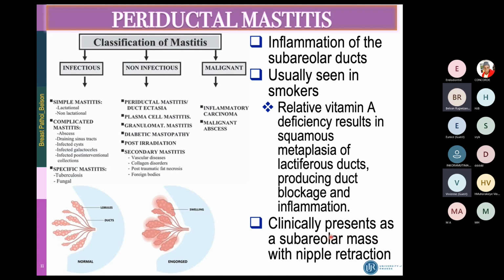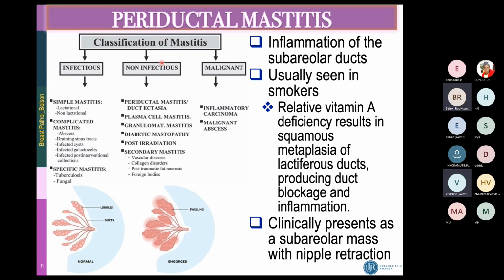So they will present with subareolar mass with nipple retraction. So this will be worrisome because whenever someone has a mass in the breast and there is a nipple retraction, it is a sign of cancer. So that's why when you have such a woman, first of all, you have to rule out a cancer, and this will be done usually using pathology. Otherwise, radiology will not help much.